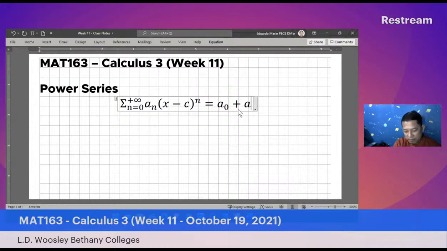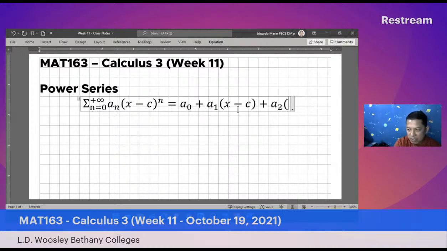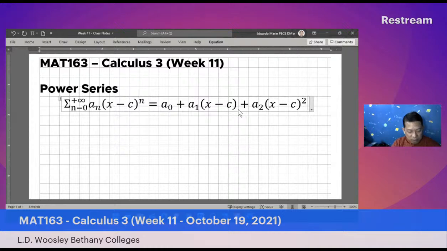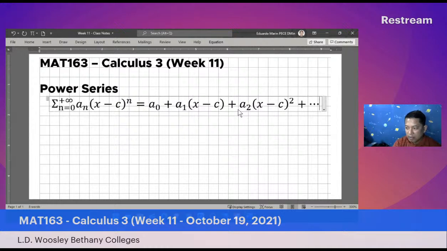Then we have a sub 1 times x minus c raised to 1. Then you have another, plus a sub 2 times x minus c squared, etc., and so on. So it will go continuously. Pagtutuloy-tuloy yan. So that is your power series.